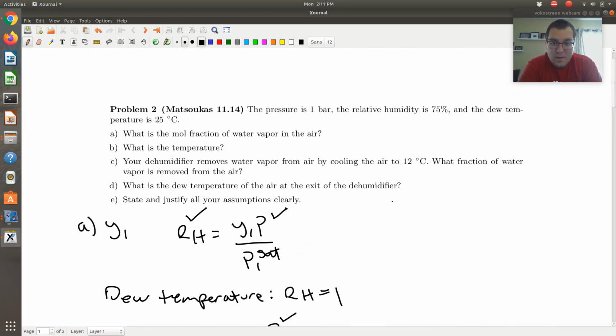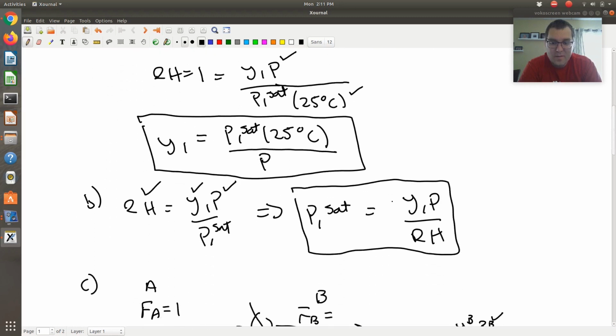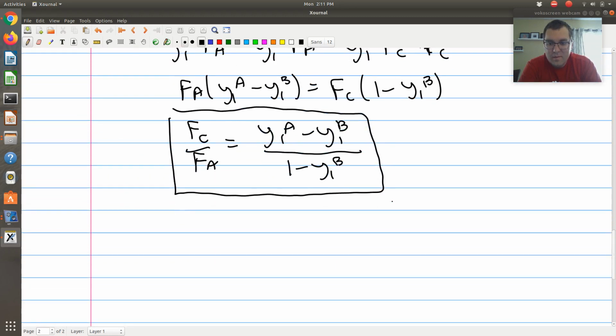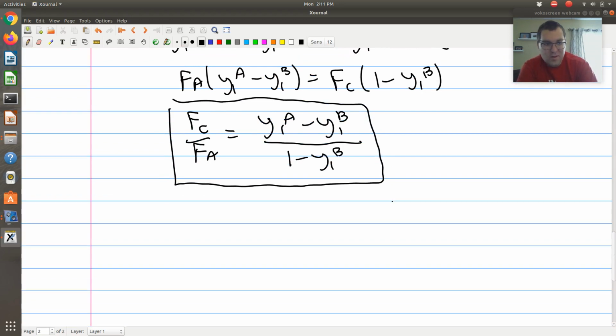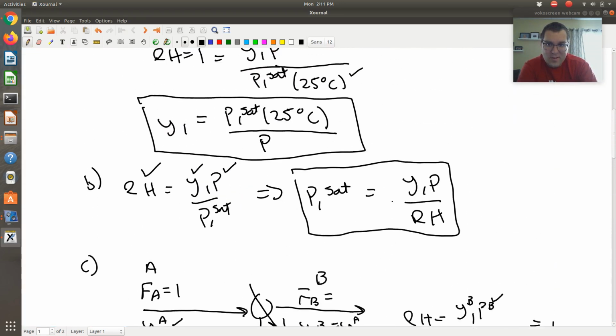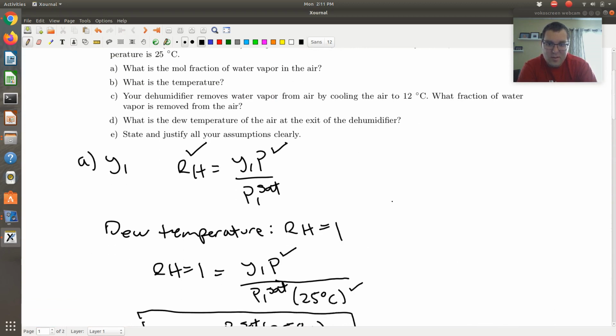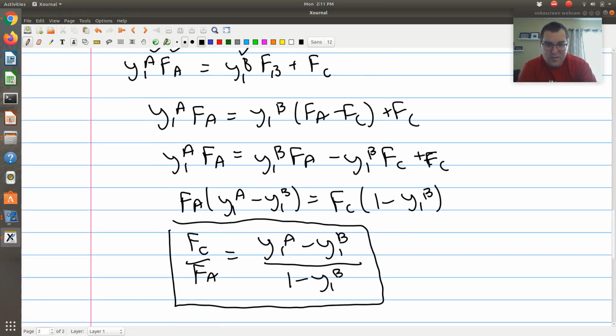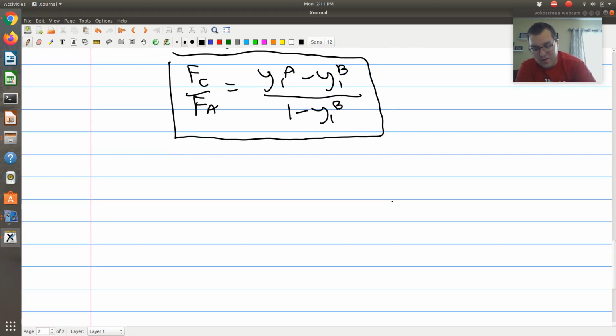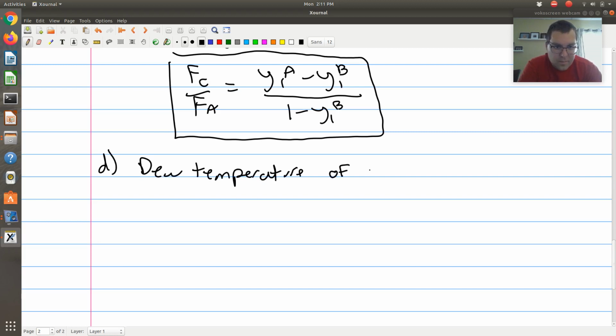Cool. Then D: what's the dew temperature of the air at the exit of the humidifier? Was this D or E? This was D. E just asks you to state all your assumptions and justify your calculations. So when I look at D, D just wants the dew temperature of stream B.